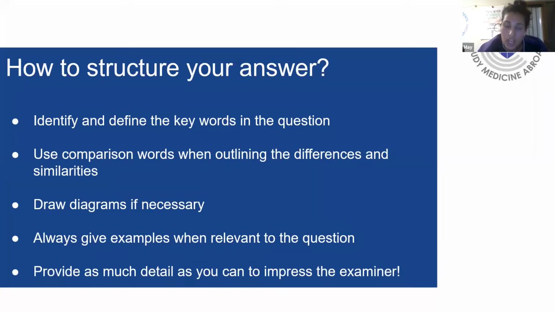Very, very important. Another thing is using comparison words when outlining the differences and similarities. So when it says, can you please compare DNA and RNA? The main keyword here would be compare, okay? So you would have to use words where you are looking at the differences and the similarities. It's very important to look at both differences and similarities, not just the differences. And comparison words would be whereas, on the other hand, however, just to highlight these differences.